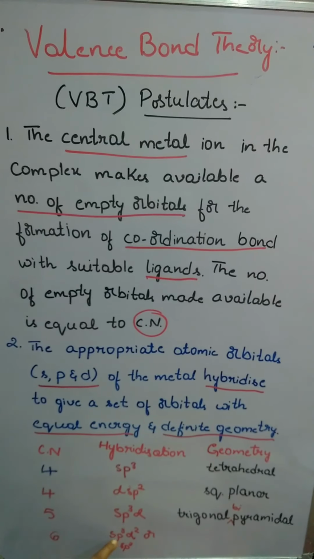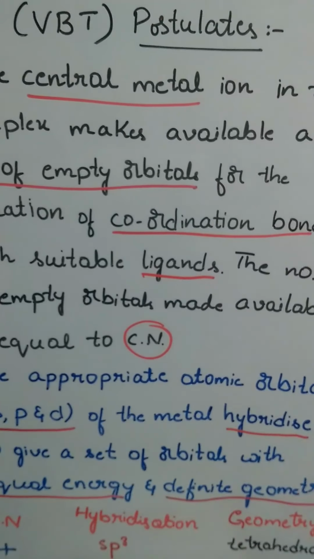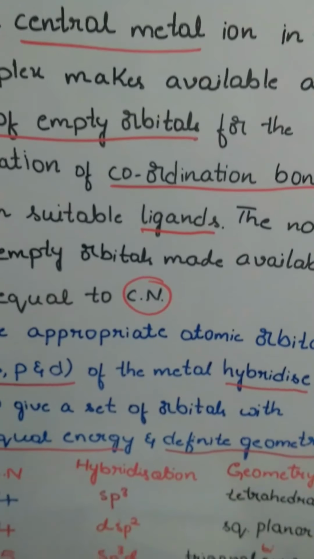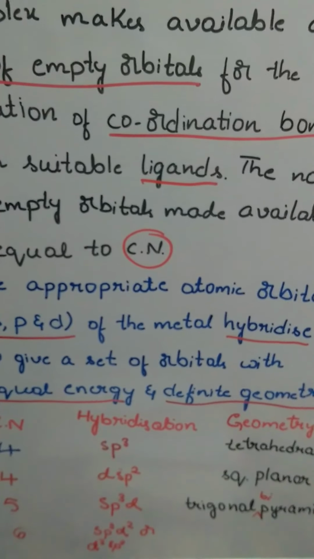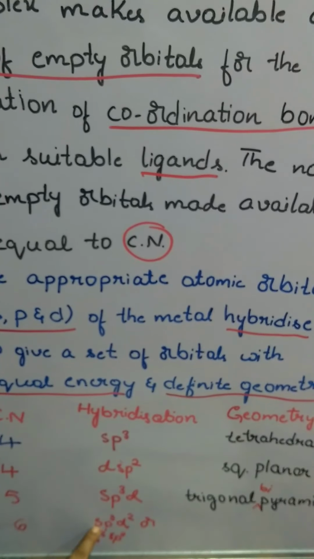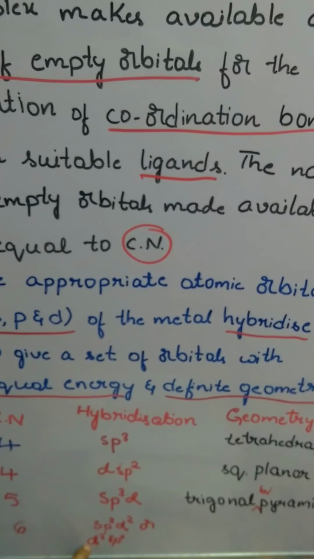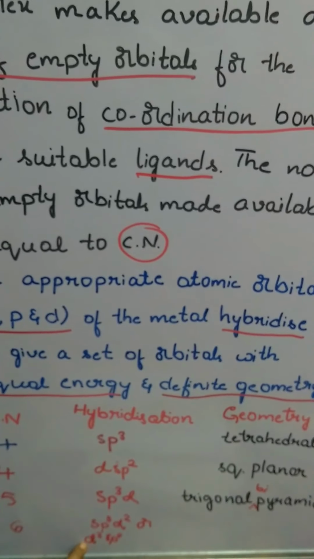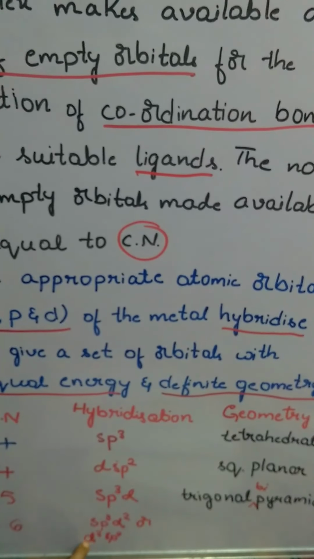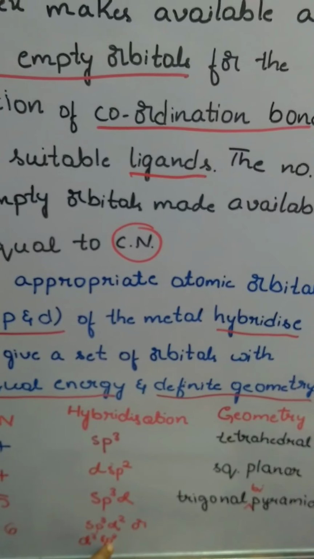d2sp3 or sp3d2. So the geometry will be octahedral geometry. So remember this one properly. If it is sp3d2, then s is 4s, p is 4p, d is 4d. In d2sp3, d is 3d, s is 4s, p is 4p.